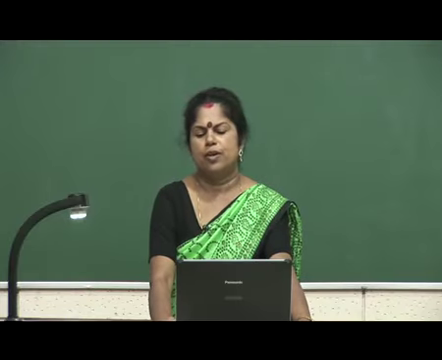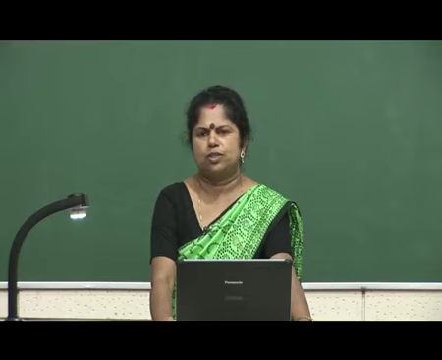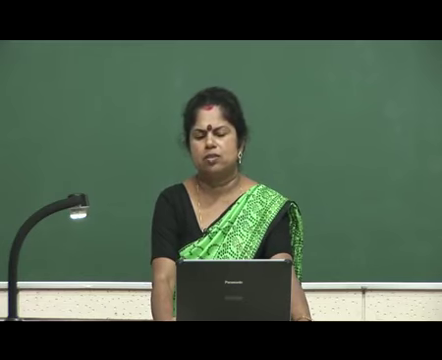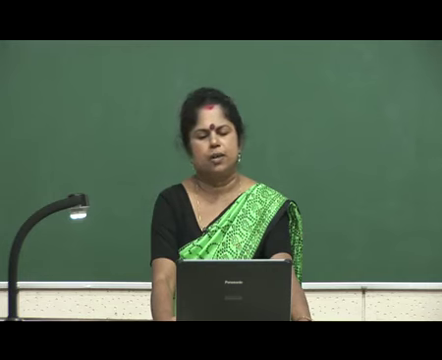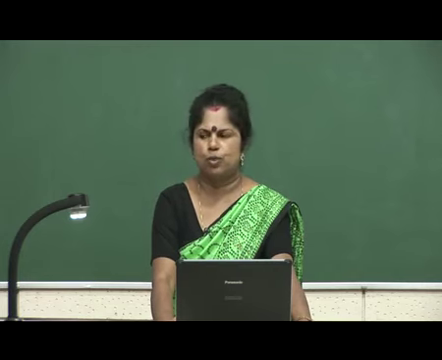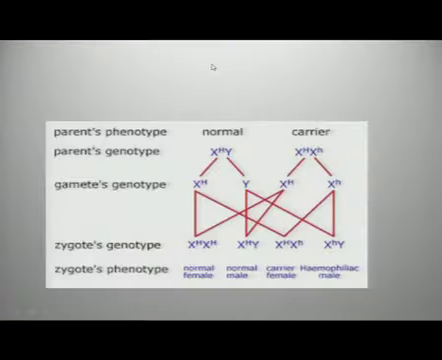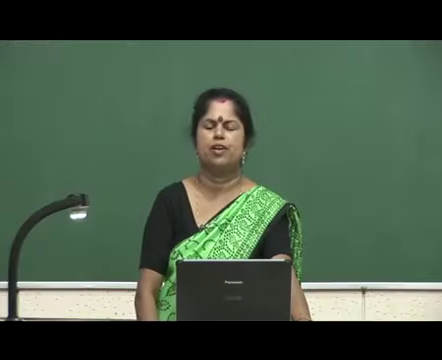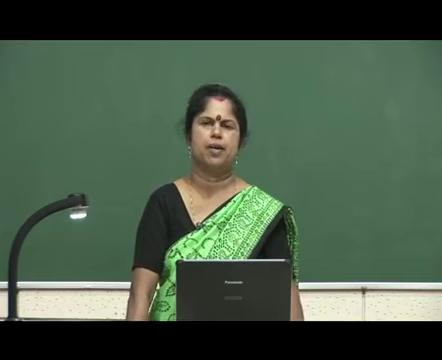Now, you try to work out the same condition applicable for color blindness, where the allele capital C and small c are present in the X chromosome of the female, as well as in the X chromosome of the male individual. Work it out and bring it.